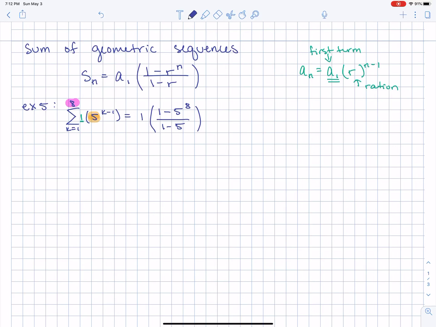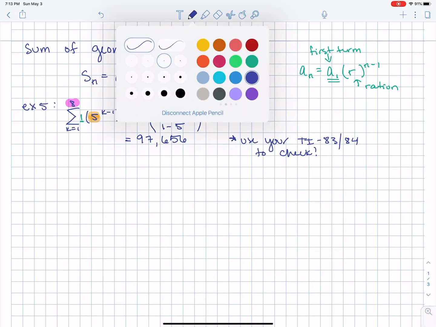And now this is where a calculator really comes in handy, so you can solve this with your calculator, and I hope that you trust me when I say 97,656. I hope that I did all my calculations there. Of course, feel free to check me. And then if you want, use your TI-83 or 84 to check. Remember that video from last week about using your math button to check your sums. So the very last one is a you try.